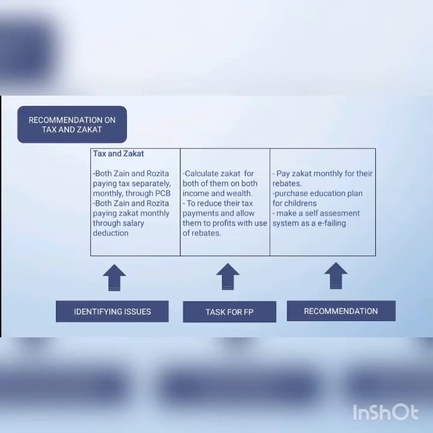Here are the recommendations on tax and zakat. First, identifying issues. Both Zain and Rozita pay tax separately monthly through PCB. Both Zain and Rozita pay zakat monthly through salary deduction. Task for financial planning: calculate zakat for both of them on income and wealth to reduce their tax payment and allow them to profit with the use of rebates. Recommendations: pay zakat monthly, purchase education plan for children, and use the self-assessment system as e-filing.